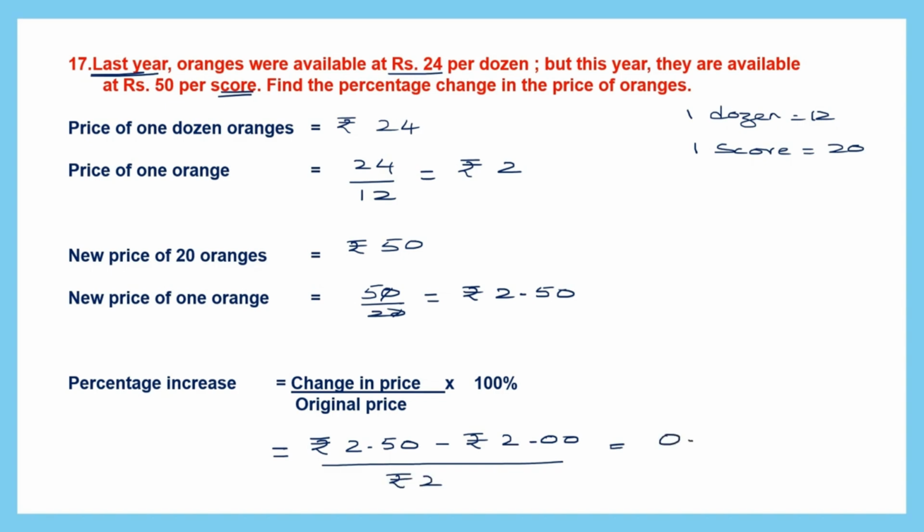So that becomes 0.50 divided by 2. Now we multiply this by 100%. So here, what do we get? 0.50 into 100. This is a decimal number. When you multiply it by 100, the point moves 2 places to the right, so you get simply 50. 50 by 2 is 25, and that is 25%. So we have found the percentage increase. It has increased, and the increase percentage is 25%.